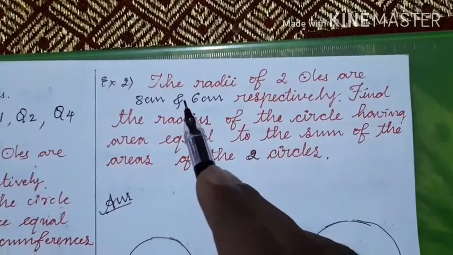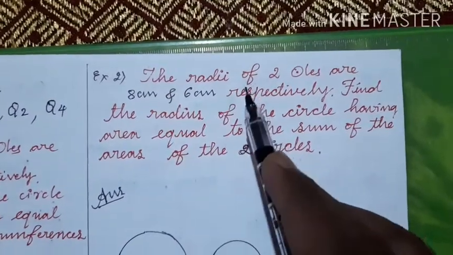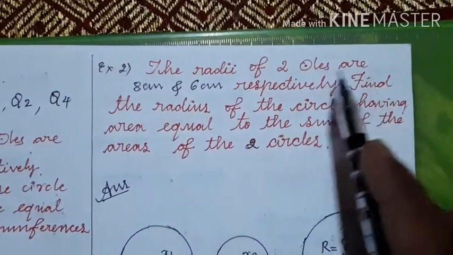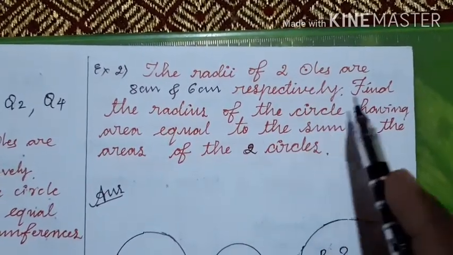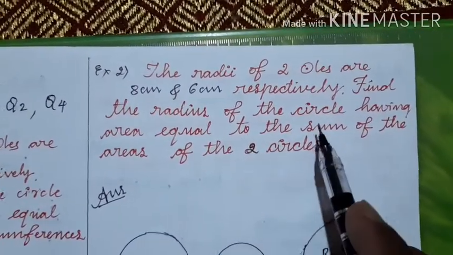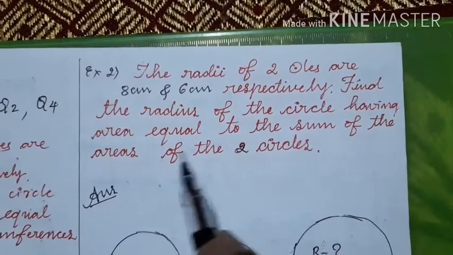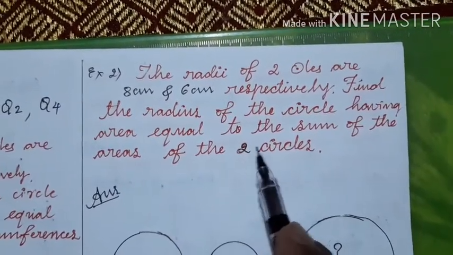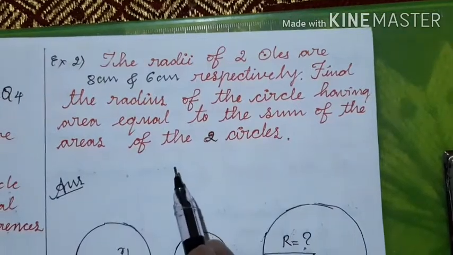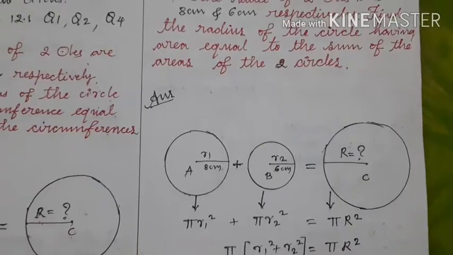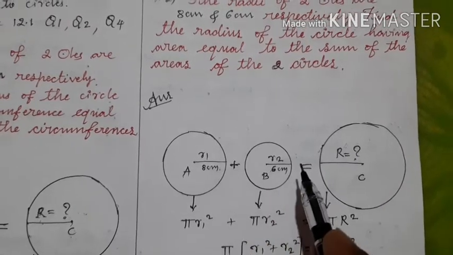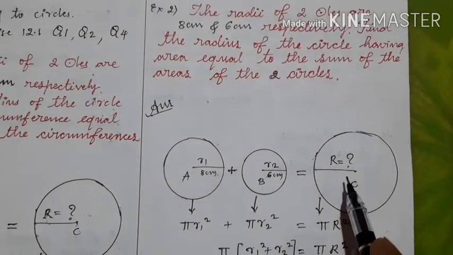The question reads, the radii of two circles are 8 centimeter and 6 centimeter respectively. Find the radius of the circle having area equal to the sum of the areas of these two circles. Let us understand and analyze this question.